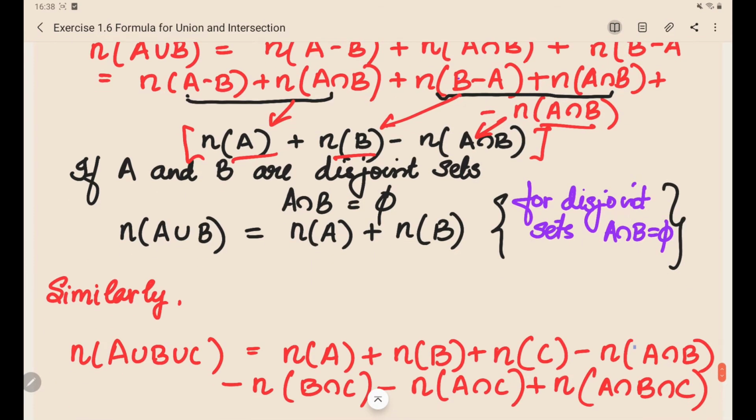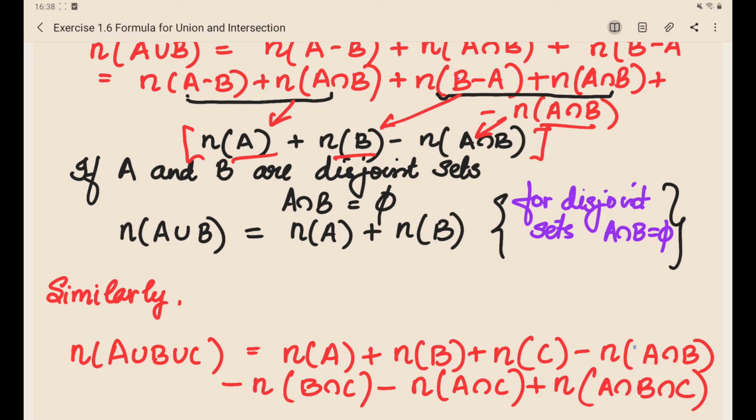Now let's discuss another factor of it. If A and B are disjoint sets, that is, they don't have any common elements. In the previous figure you saw that they have some common elements, but suppose there are no common elements, that is, A and B are separate sets. In that case, A intersection B, the common set, is the empty set. So you can write n of A union B as n of A plus n of B, because they are separate sets and you just have to add the elements of both sets to get the union. I hope it's clear.